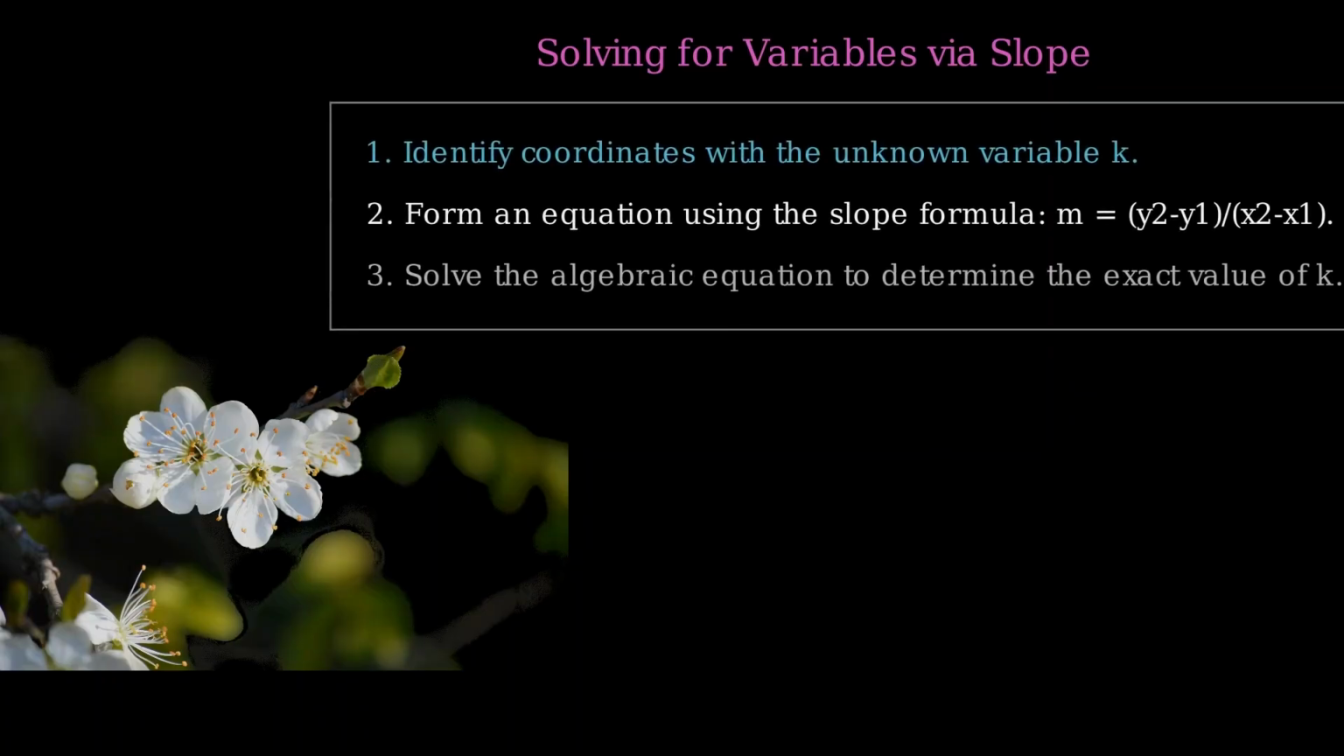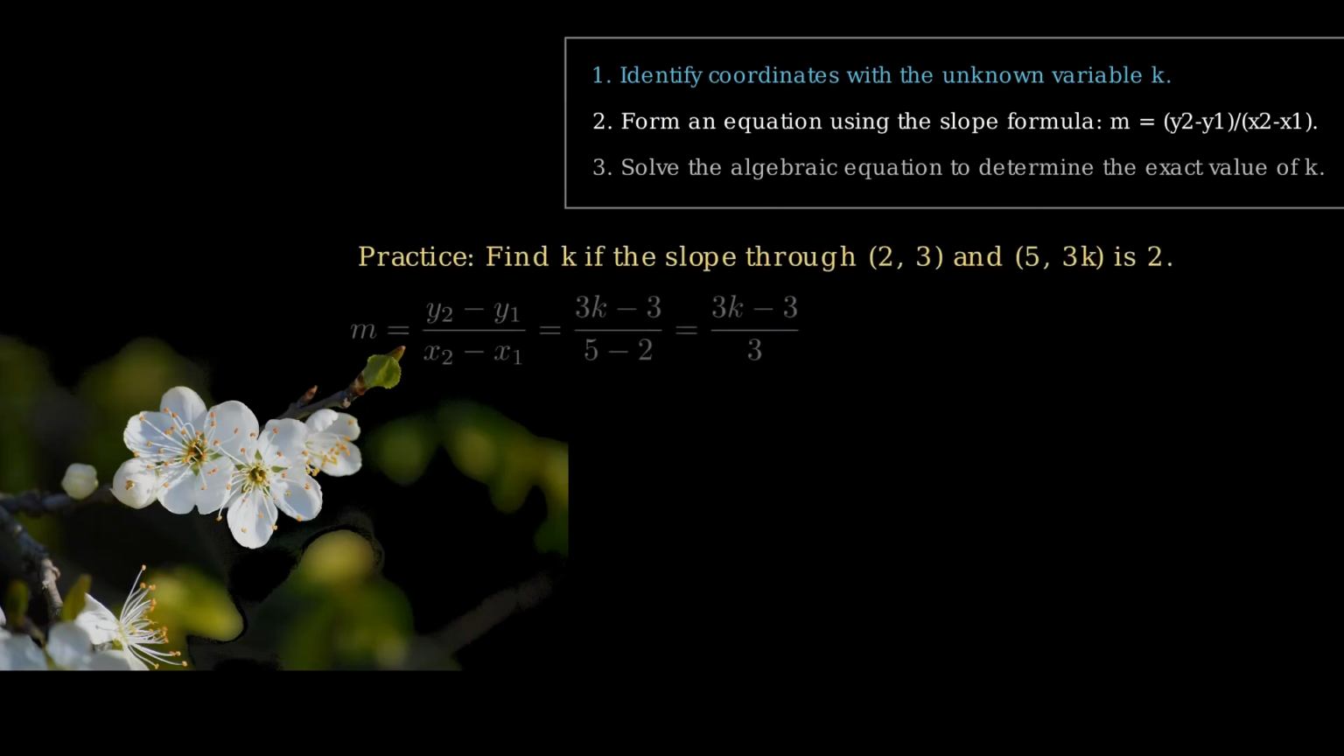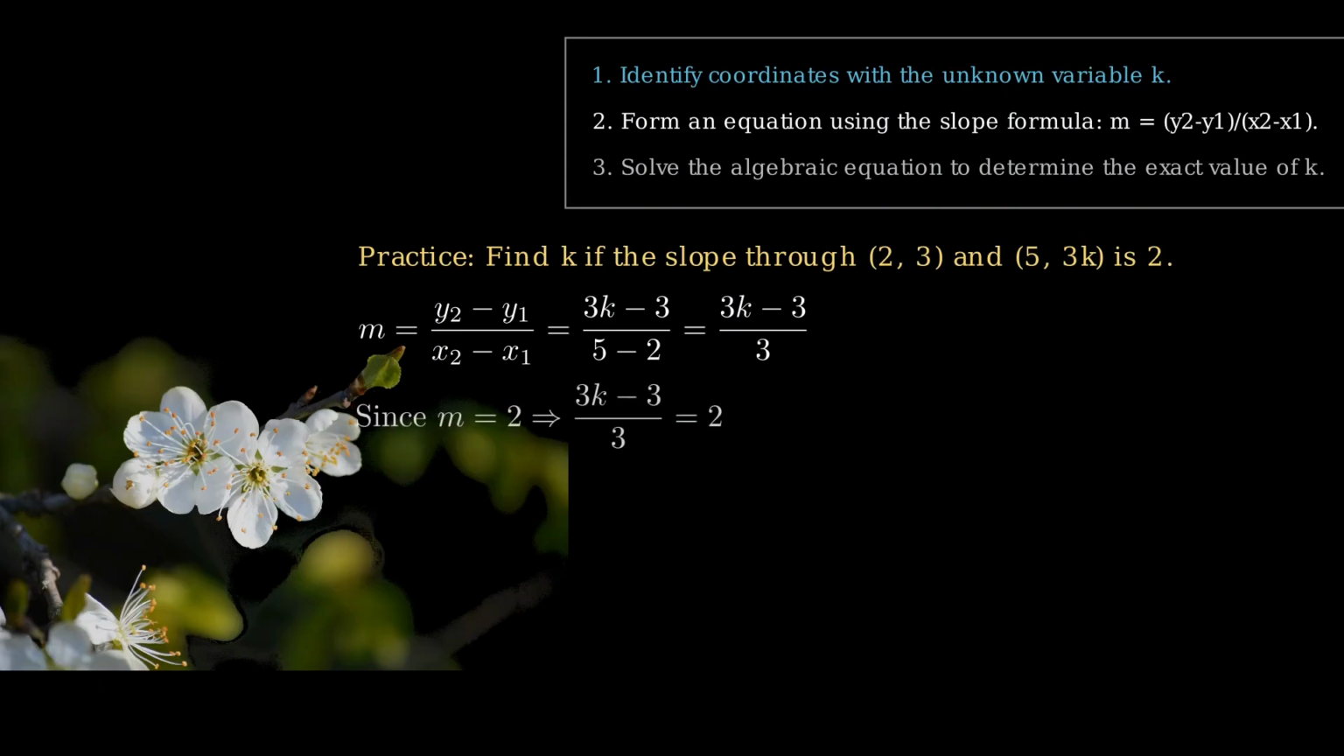When a coordinate contains an unknown variable like k, we can still find its value by applying the standard slope formula. Let's substitute the coordinates into the formula, set it equal to the given slope, and solve the equation step by step. Let's solve a similar practice problem. If the slope of the line that passes through the points 2, 3, and 5, 3k is 2, find the value of k.